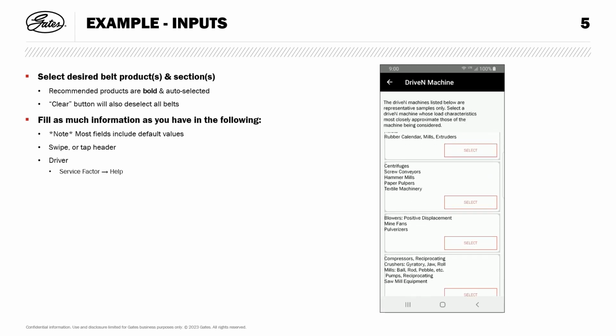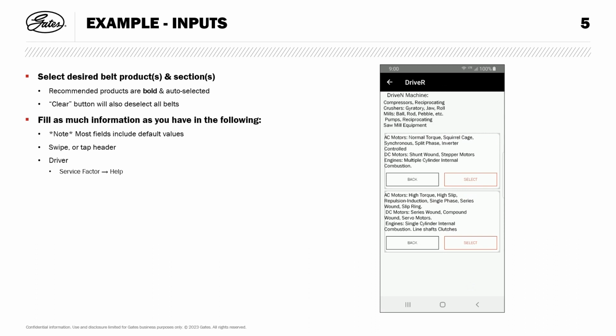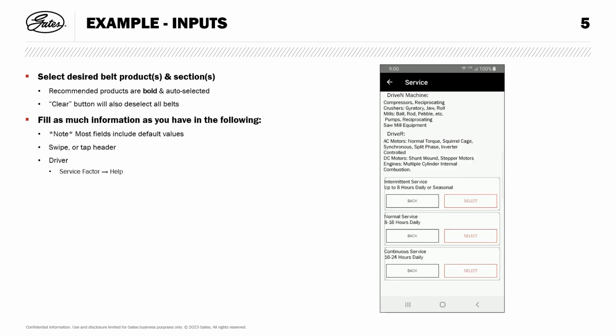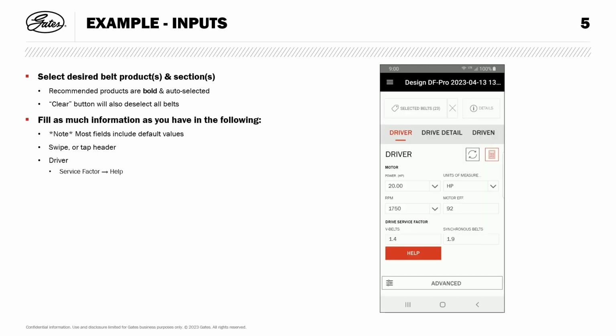I'll select my driven machine, and if I scroll all the way down, I see Sawmill Equipment. Note that if your exact machine isn't listed here, you can pick the closest one. Next, we need to select our driver/motor type. In this case, I'm picking normal torque AC motor. Lastly, I get to pick my service type, and I'll select normal based on the 8 to 16 hour daily time frame. And I'll hit apply.